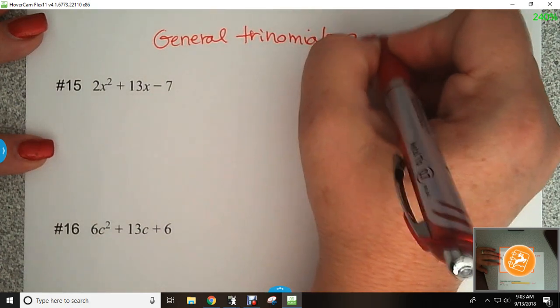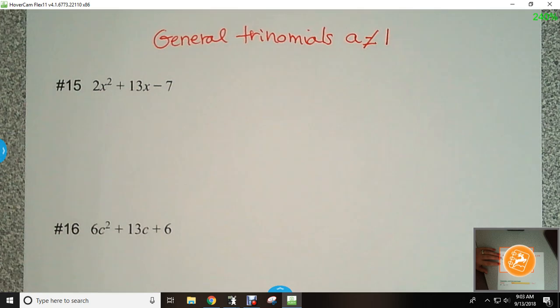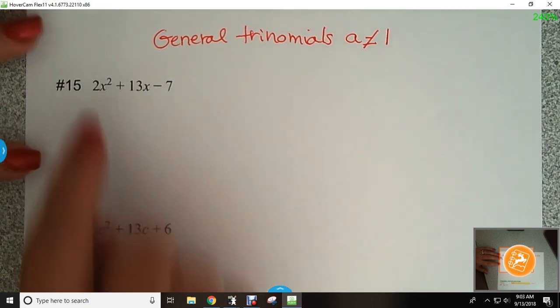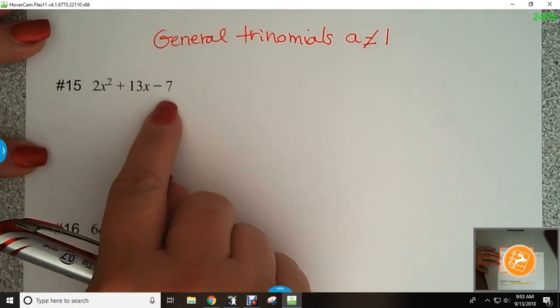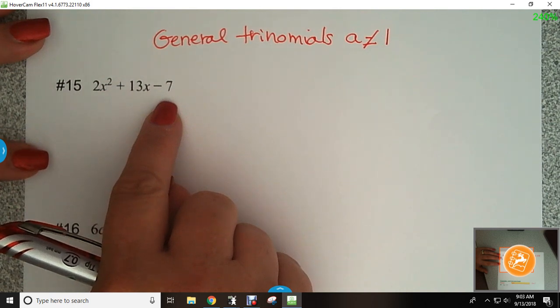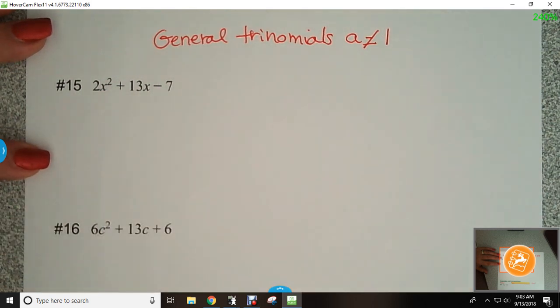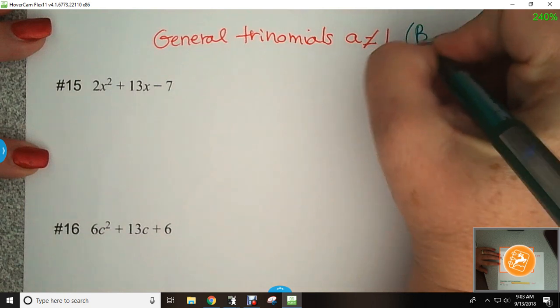When A does not equal 1. So here's the way we're going to factor those. I do not have a greatest common factor. So we're going to factor this using the bottoms up method.